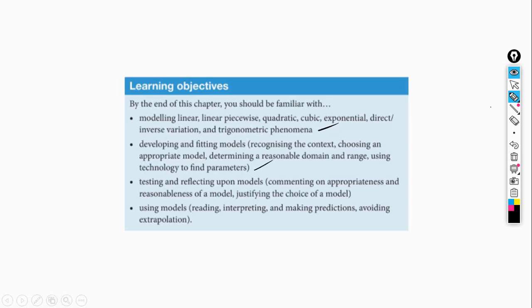Testing and reflecting upon models, commenting on appropriateness and reasonableness of a model, justifying the choice of a model. And finally, using models, reading, interpreting, and making predictions, avoiding extrapolation.